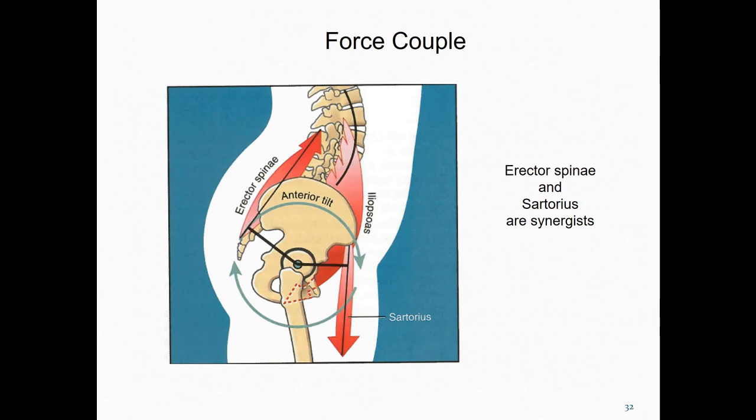Earlier, we defined synergists as muscles that cooperate to produce movement. Muscles acting in what we call a force couple cooperate in a unique way. Even though they're pulling in different directions, as we can see based upon the lines of action in red in the figure, they both act to create internal torques that are in the same direction. Here we see the erector spinae and the sartorius pull on the pelvis in opposite directions. They both work together, each creating a clockwise internal torque.